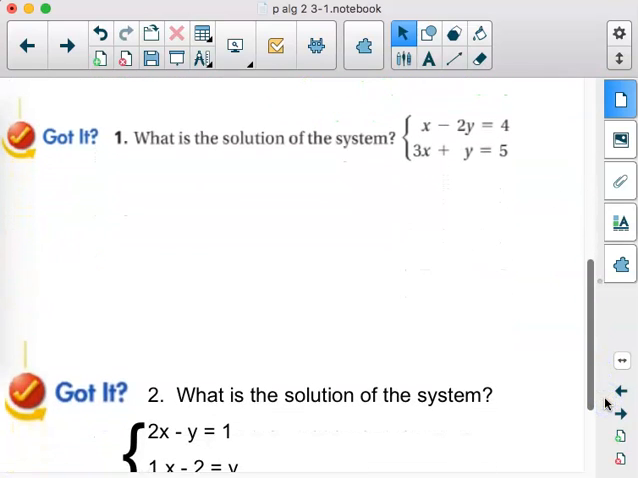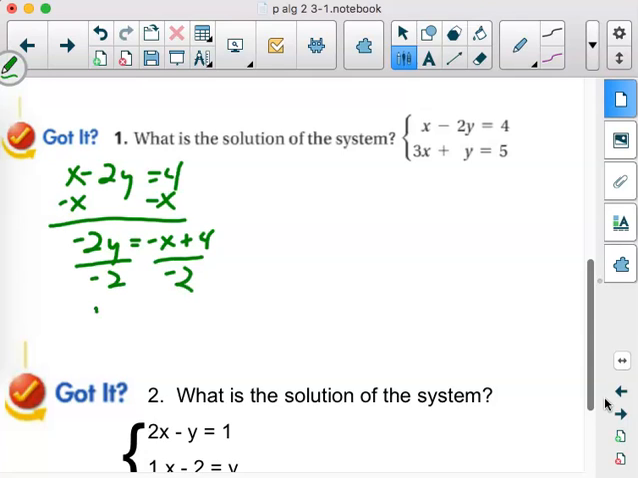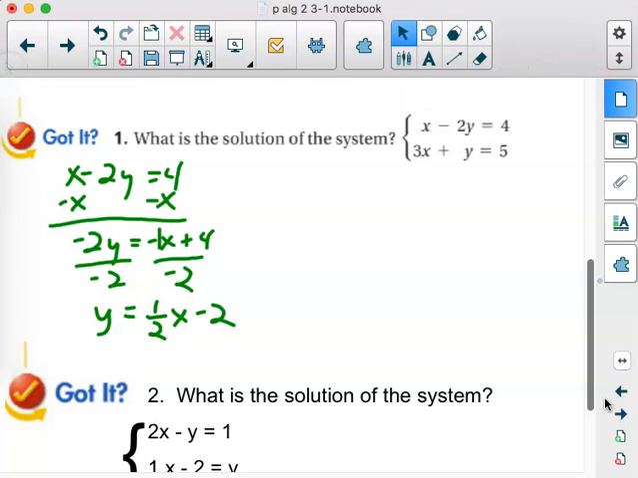So now, the got it says, what is the solution of this system? x minus 2y equals 4 and 3x plus y equals 5. So we want to use our graphing calculator. I'm going to make the top one green. And we'd want to have y equals mx plus b. So we're going to subtract x from both sides. Divide by -2, and be careful because now there's a lot of negatives. So this is like a -1 divided by -2, which is 1/2 x. 4 divided by -2 would be -2.